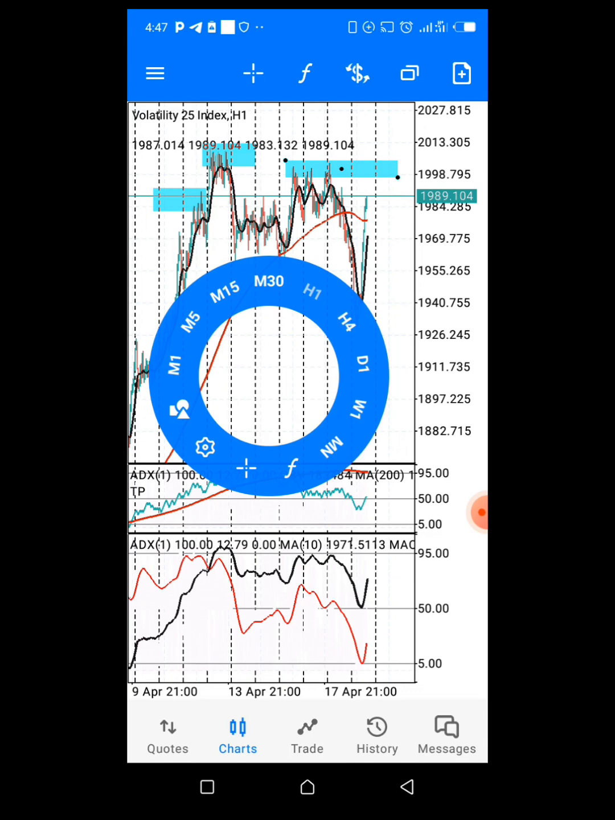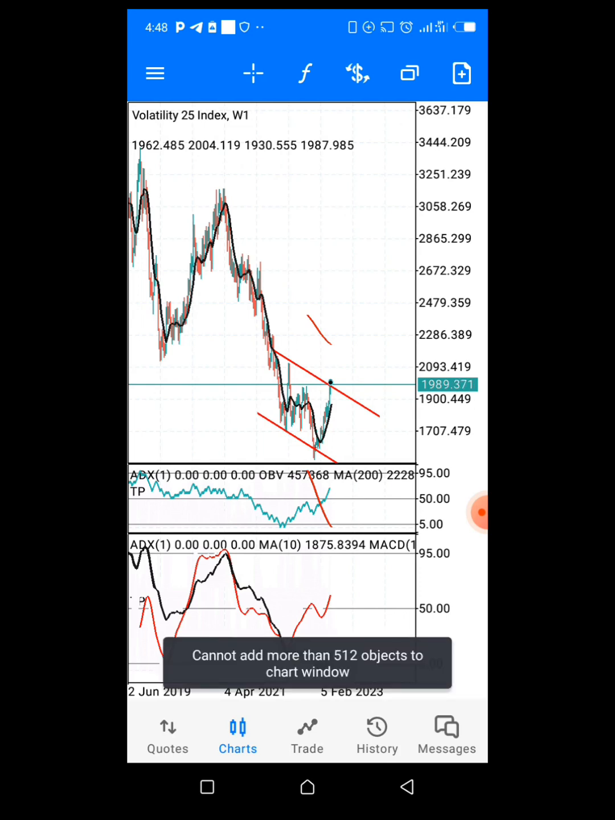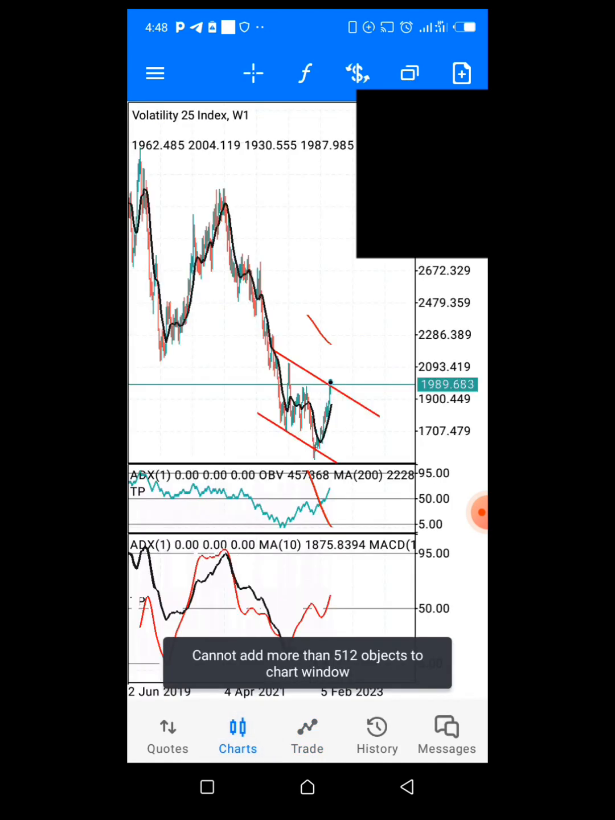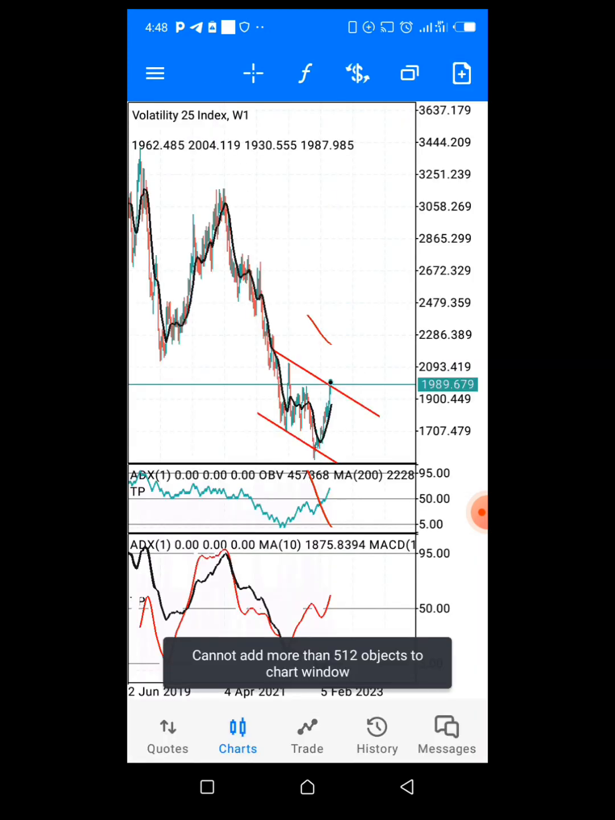You can clearly see that on the higher time frame, the weekly time frame, this market is in a downtrend. So this market will definitely retrace down to this point. Let me show you this. I need to show you guys this. This market is going to retrace. Okay, let me use this. What is happening? Okay, let me delete some of the things we have here.